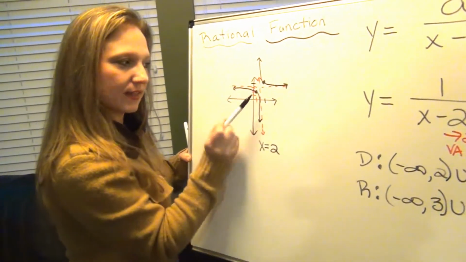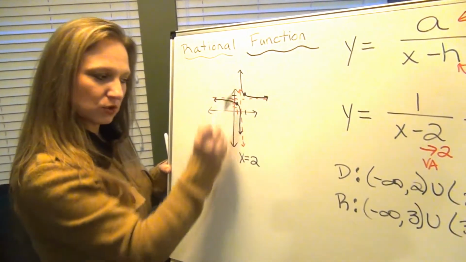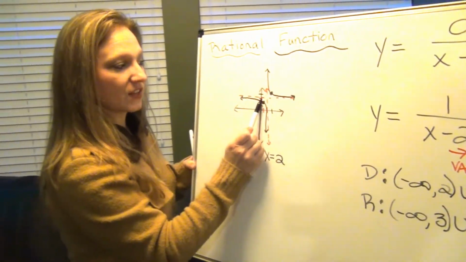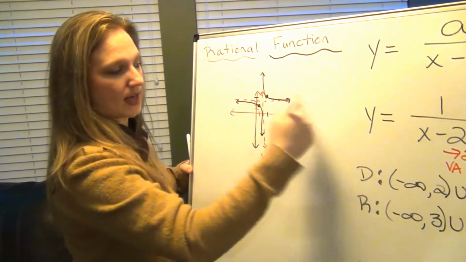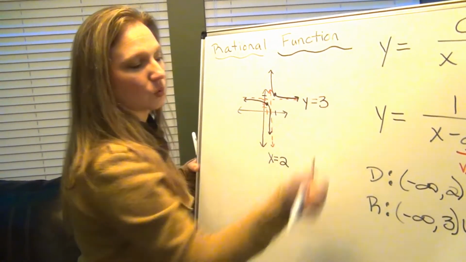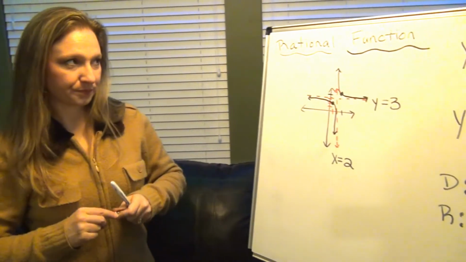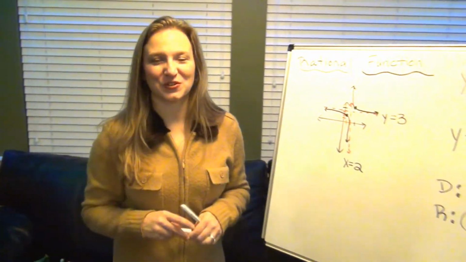Sorry, I said it the wrong way. The vertical asymptote is cutting the x-axis, and this one is cutting the y-axis. So we have a horizontal asymptote at y equals 3. All right, let's do one more transformation together.